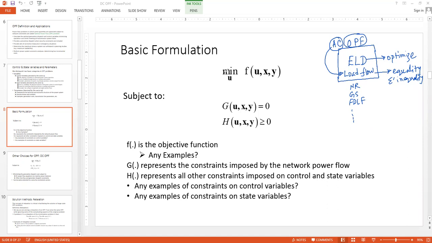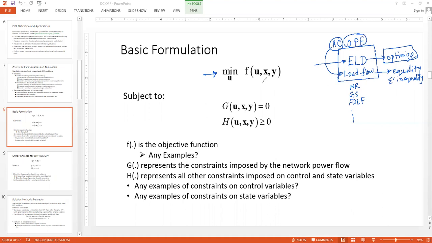So the formulation will look like this. We will optimize a certain objective. If our objective is simply ELD, the conventional economic load dispatch, then in that case this F is our objective function. We have a set of variables, U, X, and Y. They have different names. You can find it in the previous lecture as we discussed in the class.